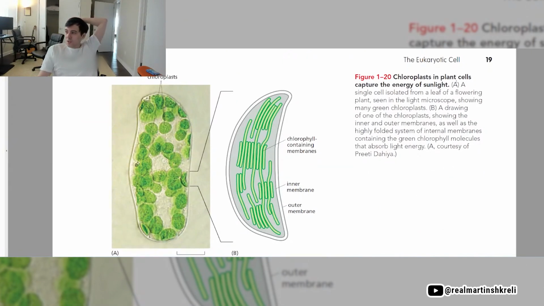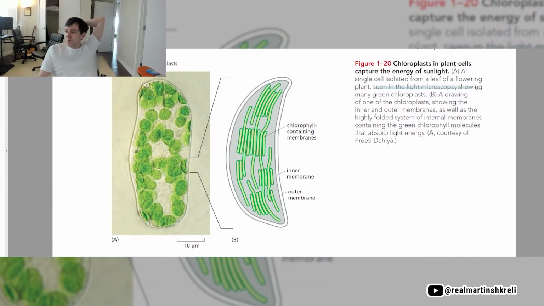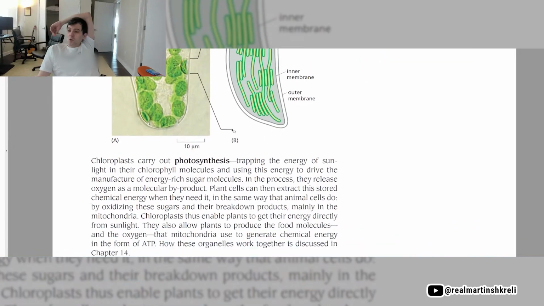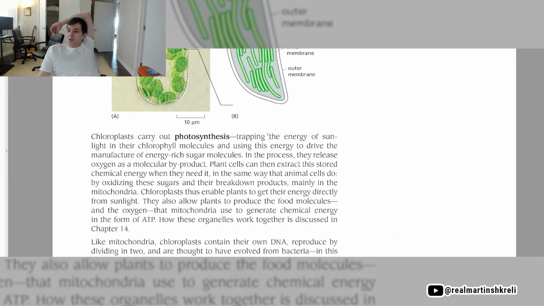This is a chloroplast. These are chloroplasts in plant cells that capture the energy of sunlight. A single cell isolated from a leaf of a flowering plant, seen in the light microscope, showing many green chloroplasts. A drawing of one of these chloroplasts showing the inner and outer membranes, as well as a highly folded system of internal membranes containing the green chlorophyll molecules that absorb light energy. Chloroplasts carry out photosynthesis, trapping the energy of the sunlight in their chlorophyll molecules and using this energy to drive the manufacture of energy-rich sugar molecules.